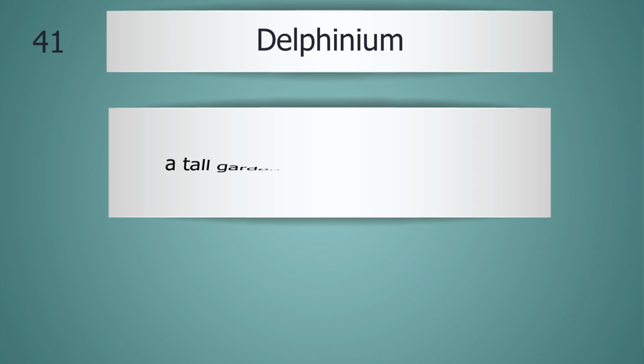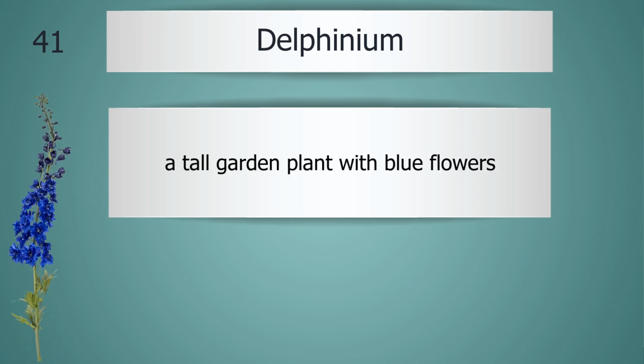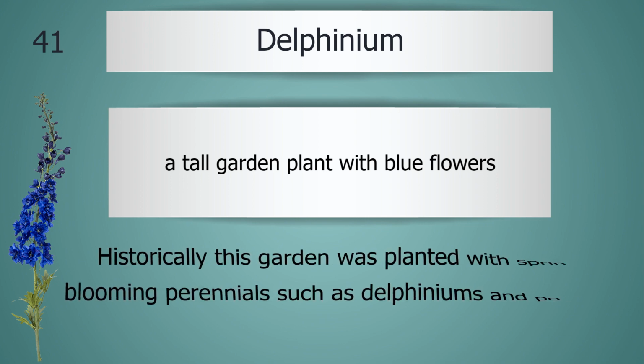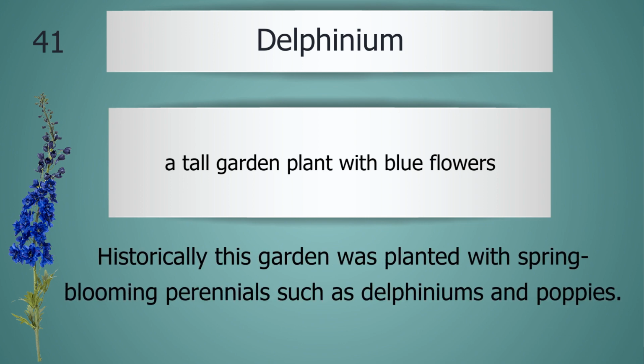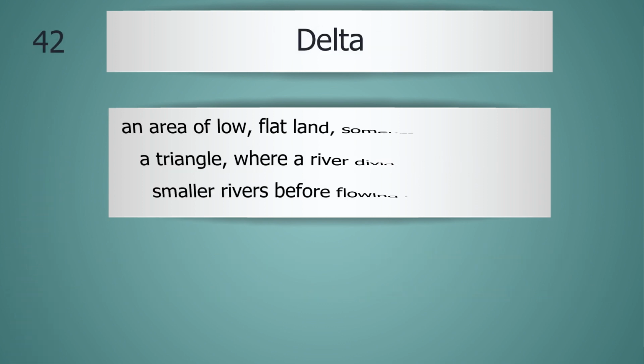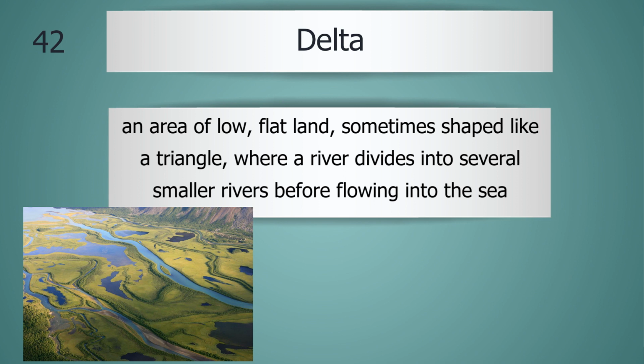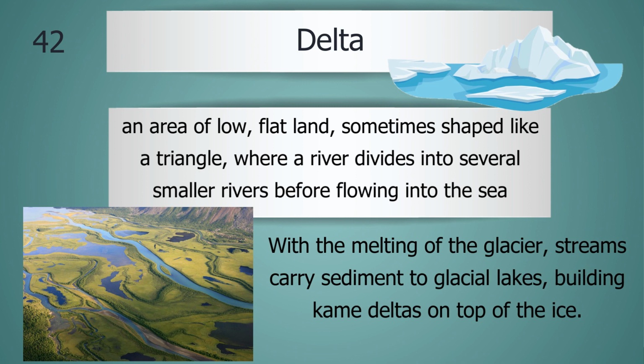Delphinium, a tall garden plant with blue flowers. Historically, this garden was planted with spring blooming perennials such as delphiniums and poppies. Delta, an area of low, flat land, sometimes shaped like a triangle, where a river divides into several smaller rivers before flowing into the sea. With the melting of the glacier, streams carry sediment to glacial lakes, building deltas on top of the sea.